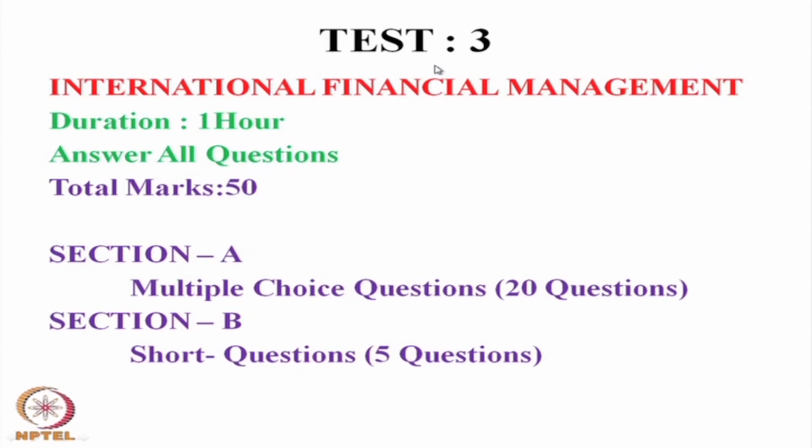Here I mentioned that we have 2 parts: part A is multiple choice questions, part B is short questions. Each multiple choice question is 1 mark. There are 20 questions, so 20 marks will be there, and in short question section B, 5 questions are there. Each question carries 6 marks, so we have 30 marks. First we will discuss the multiple choice questions, then we will go back to the short questions.